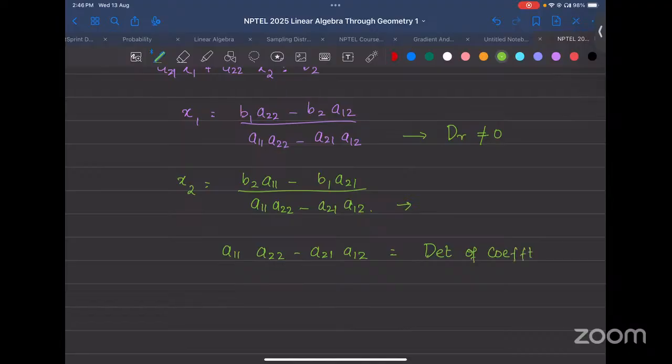Now we understand that if you want to find the solution to a system of linear equations where the number of equations and the number of unknowns are the same, then you can use the idea of determinant and solve the system of equations. The determinant for 2 by 2 is defined like this. You can define determinant only for square matrices. Determinant is not defined for rectangular matrices.